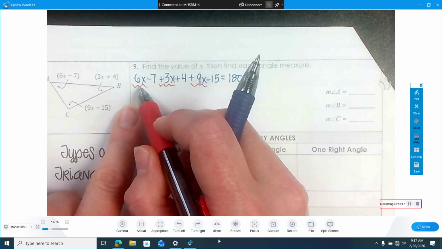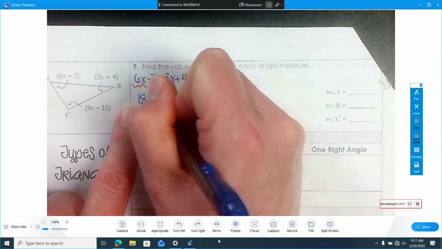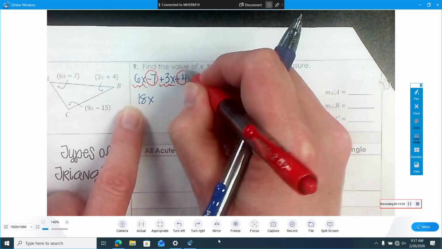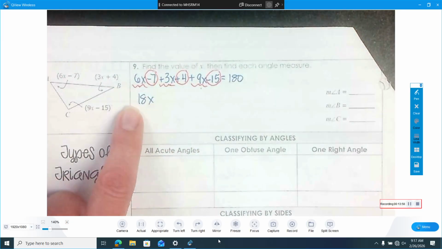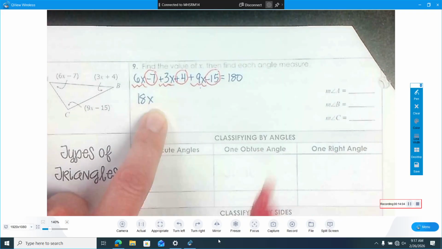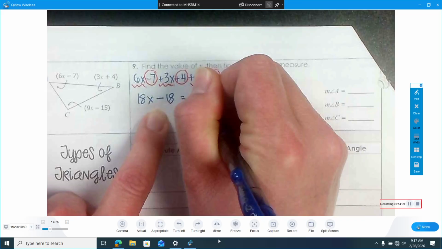Let's see. 6x's plus 3x's plus 9x's is 18x's. Very good. And negative 7 and a positive 4 and a negative 15. Ooh, that's a whole lot of negatives. 18, I believe so, and they're negative, right? Because we've got more of those. So negative 18 equals 180.